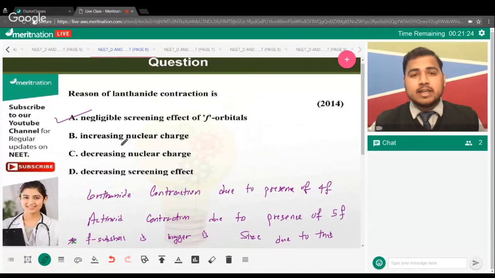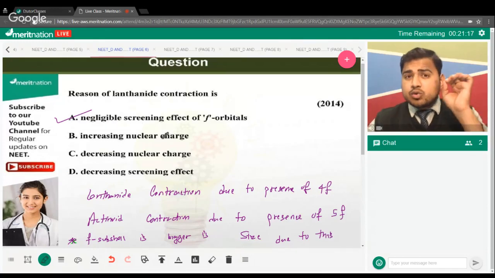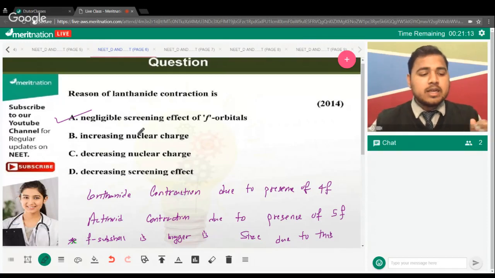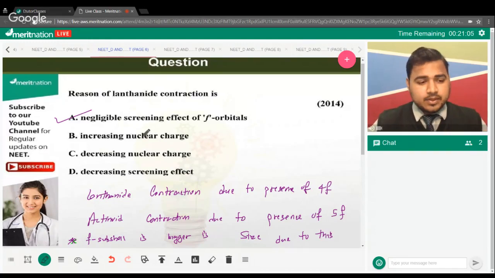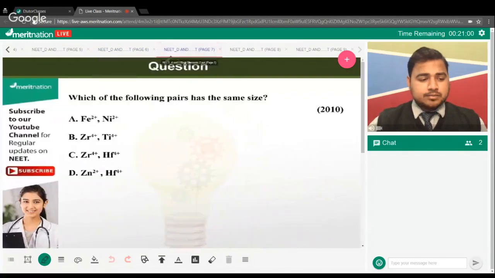You cannot say that increasing nuclear charge is the main criteria; that is the negligible screening effect. Due to negligible screening effect, nuclear charge increases. So the main cause is negligible screening effect. This question has very critical options. So that's why the first cause, negligible screening effect, is the answer. So we have done it. Let's move on to the next question.